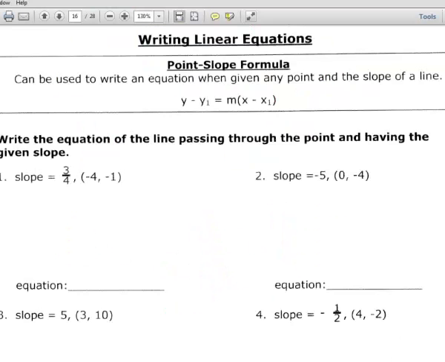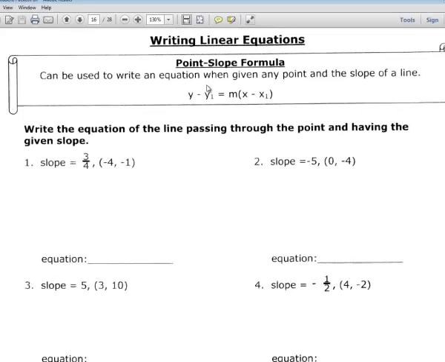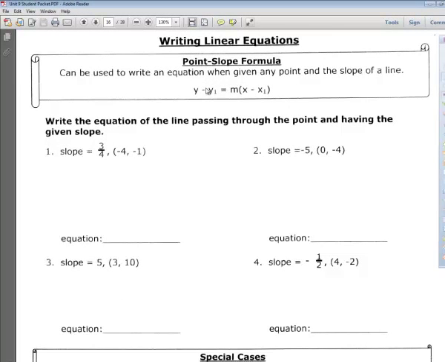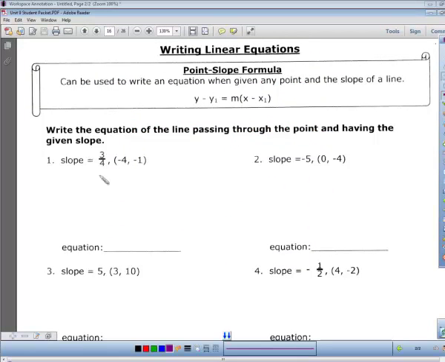Let's take a look at our packet. We have writing linear equations. We are going to write them given the point-slope formula, which is this right here. This can be used to write an equation when given any point and also the slope of the line. So I have my slope and then I have my point. This formula right here is the magic formula.